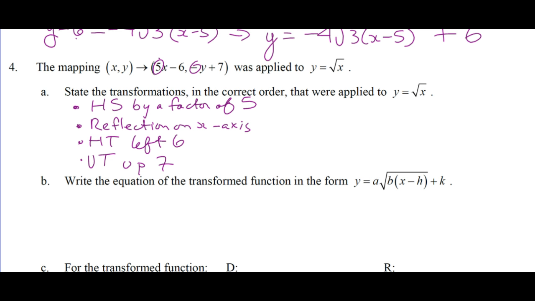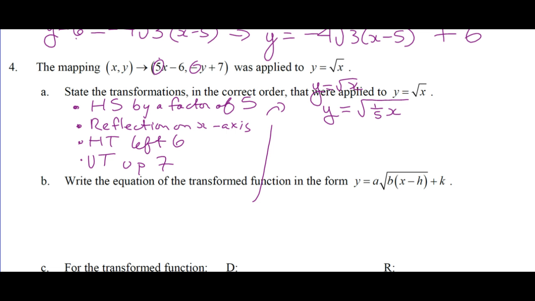Write the equation of the transformed function in the form. Okay, I'm just going to go up here and do it right beside this, because the descriptions are there. So we start with y equals root x. How do I do a horizontal stretch by a factor of 5? So it becomes y is equal to the root of 1/5 x, right? We all look at that and say, oh, horizontal stretch by 5.